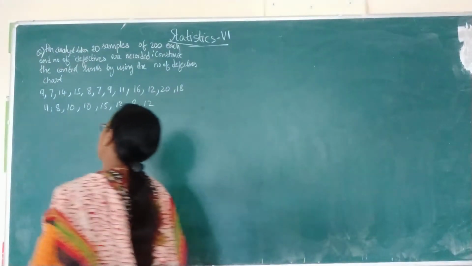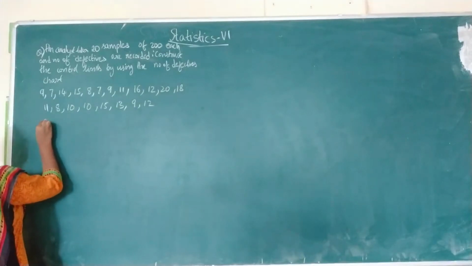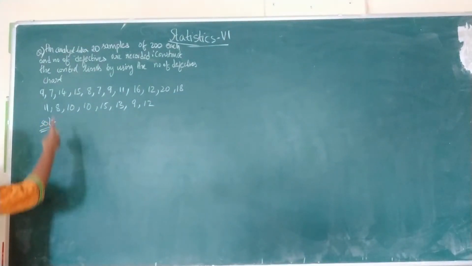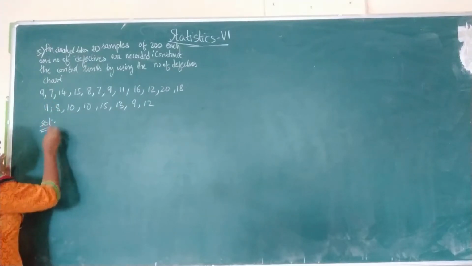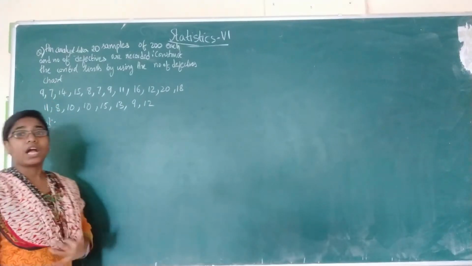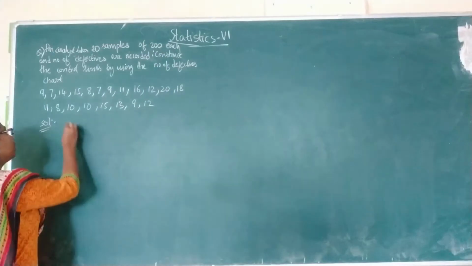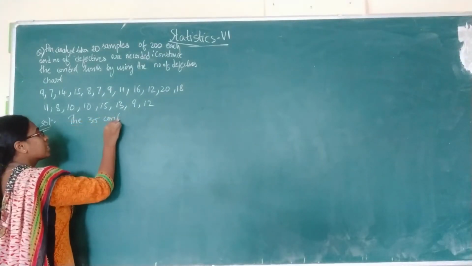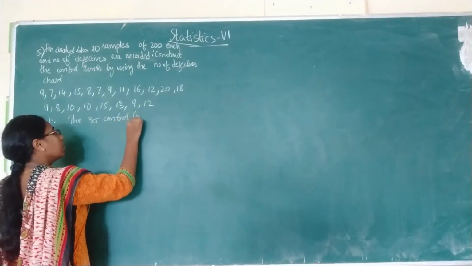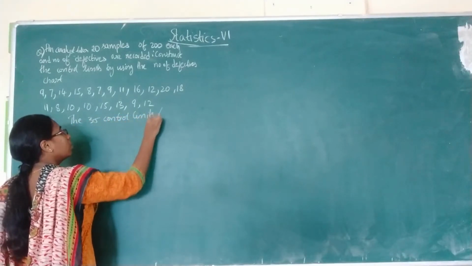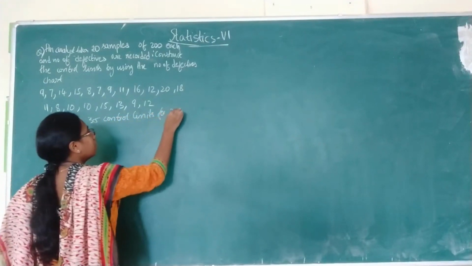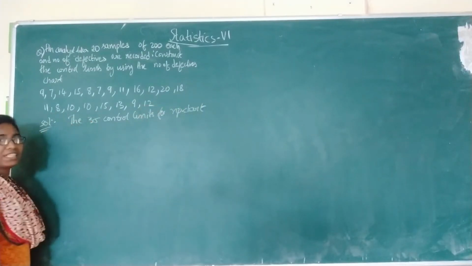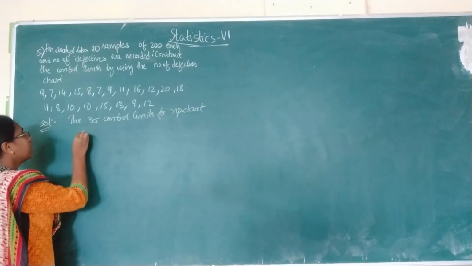Now we are coming to the solution. So what is the solution? We have to construct the NP chart, right? So first write down the control limits for the NP chart. The 3 sigma control limits for the NP chart. So what are the 3 sigma control limits for the NP chart?